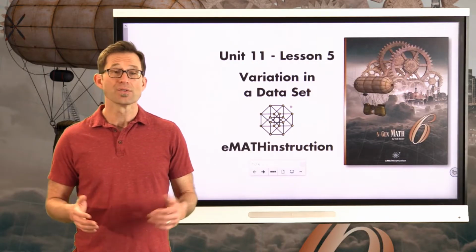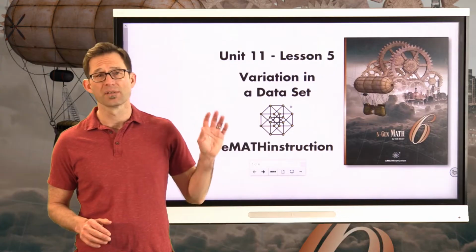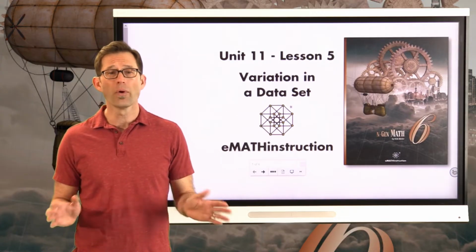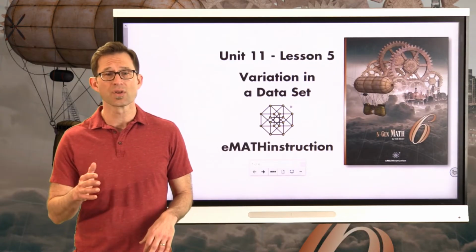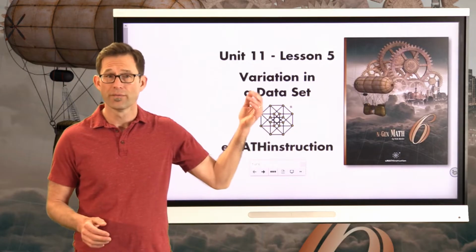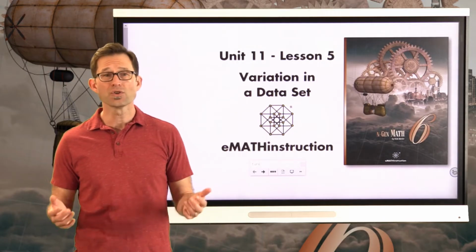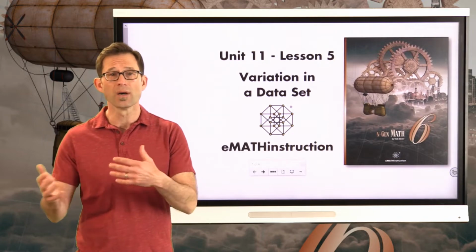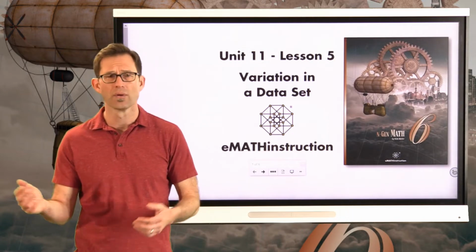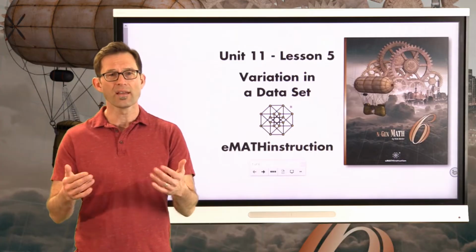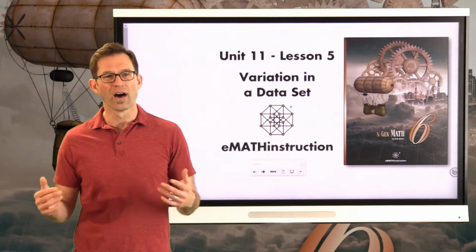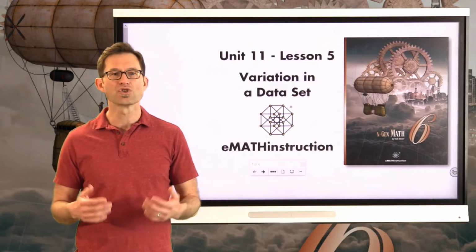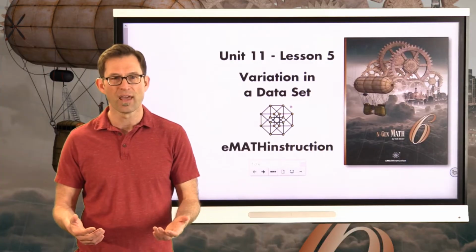Today we're going to be doing Unit 11, Lesson 5 on variation in a data set. It seems weird that this comes as Lesson 5, given that the whole point of statistics is to answer statistical questions that involve variation, right? Variation is just the idea that when we take data from subjects, people, cars, animals, whatever, not all the data values are the same. That is variation or variability in the data.